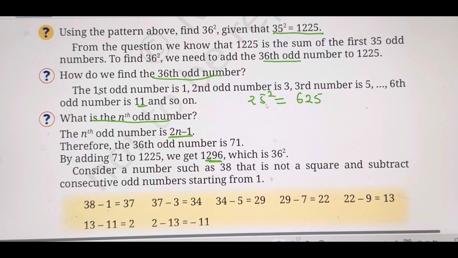And you are asked 26 square, right? So you can add the 26th odd number to it. So how to find out the 26th odd number? 2n minus 1.